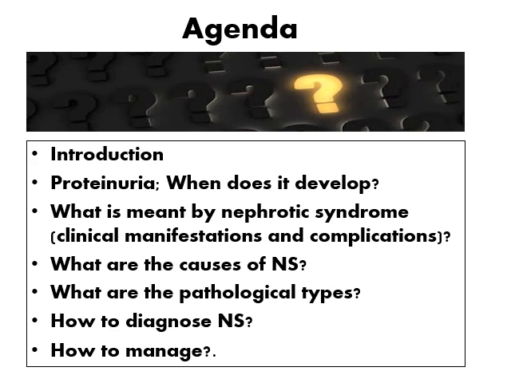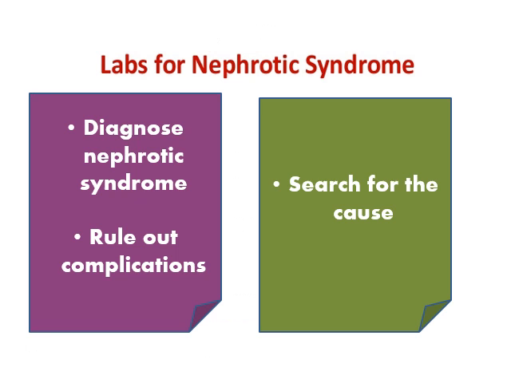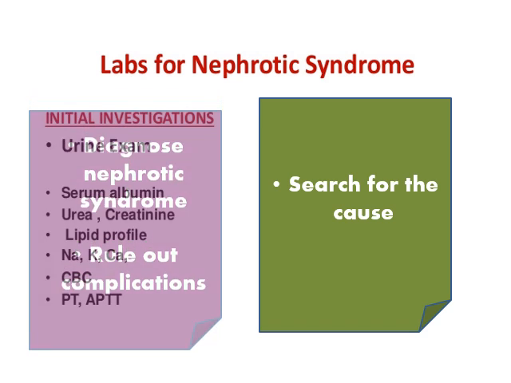How to diagnose nephrotic syndrome? First, starting by laboratory parameters. Diagnosis of nephrotic syndrome should include first diagnosing the items of the tetrad of nephrotic syndrome, ruling out complications, and after that, the second step will be searching for the cause. What is the cause for this nephrotic syndrome?